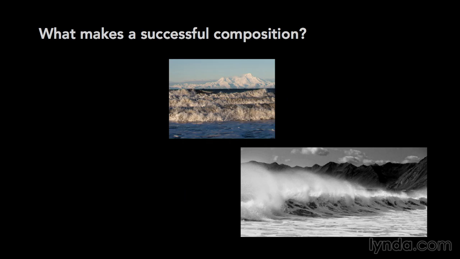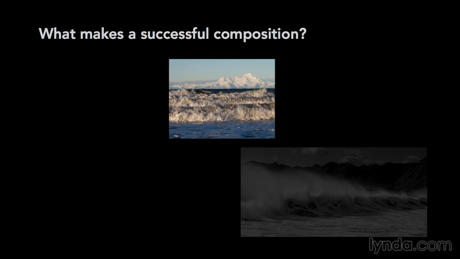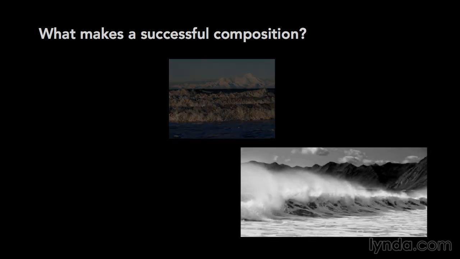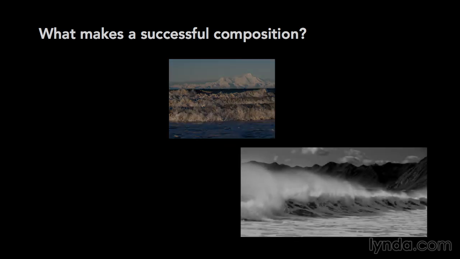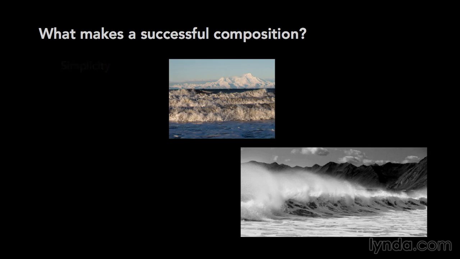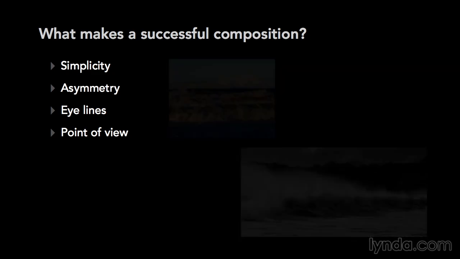When we look at the basic simplicity, notice that there are only 3 elements here. This is a much more complex image with at least 5 or 6 elements. And notice all these elements are well separated from each other. They're clearly definable, whereas here we have overlapping image elements. And there's no key element in this top image, where here the wave is obviously the key element. So here, simplicity, asymmetry, eye lines, and point of view all come into play, particularly simplicity, asymmetry, and eye lines.